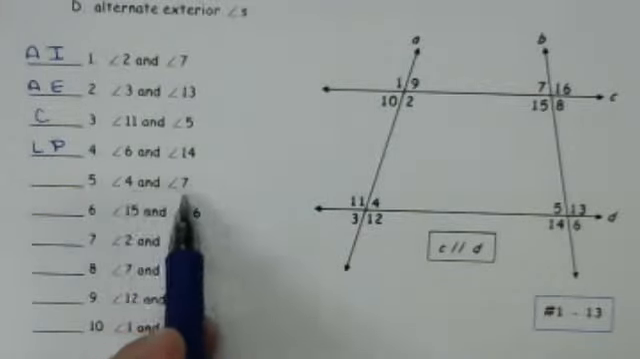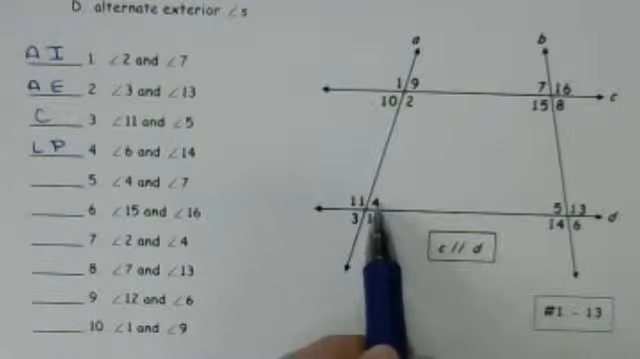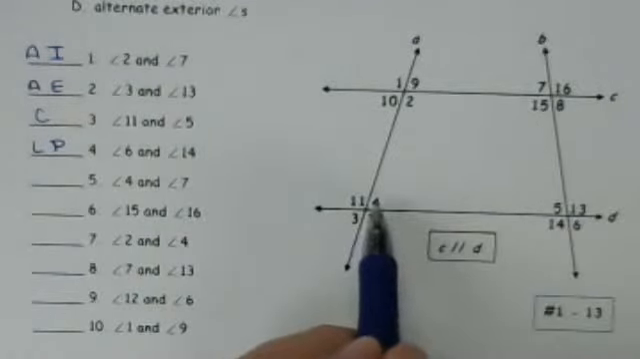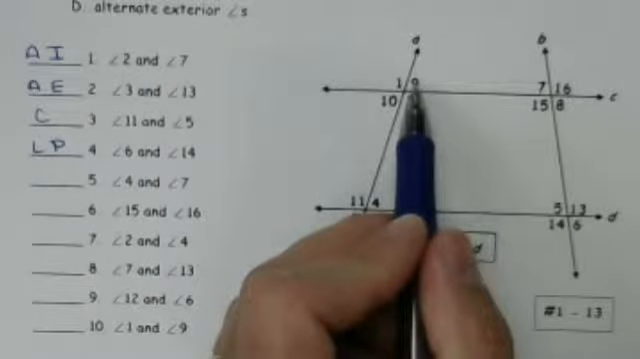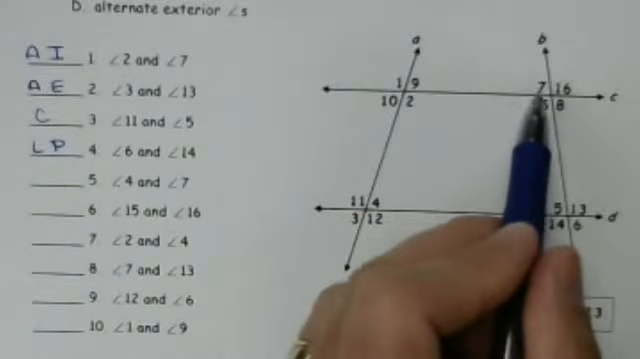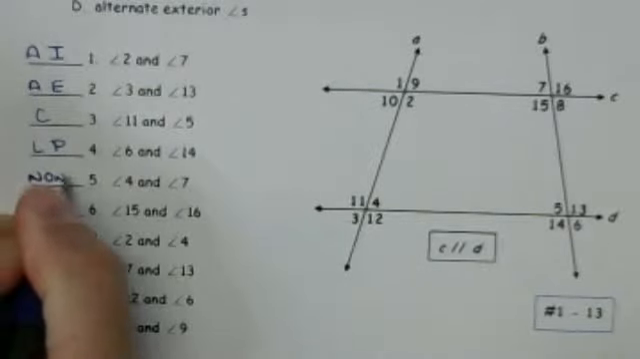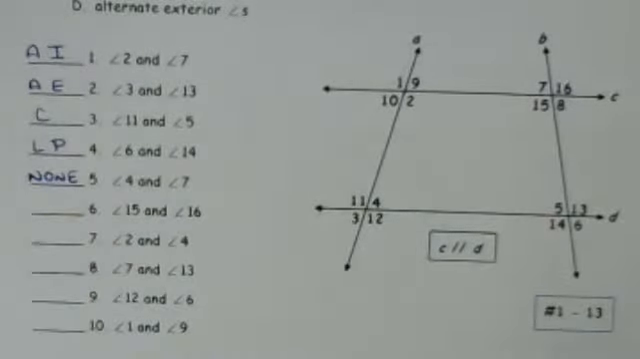Number 5, we have angles 4 and 7. You can see 4 is here, 7 is here. Now you can see that 4 corresponds with 9, but 4 has no relationship with angle 7, so there is no relationship between those angles. So the answer is just none.